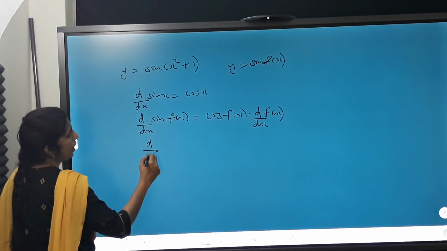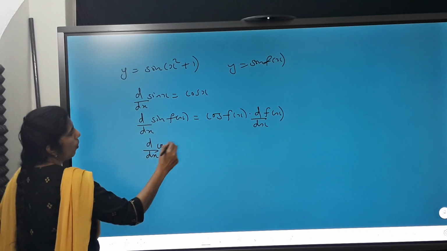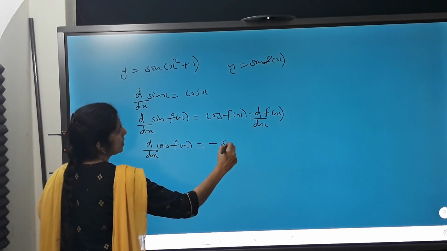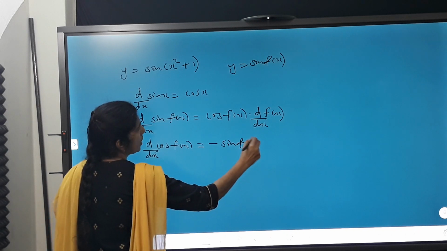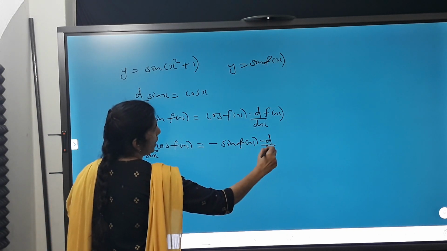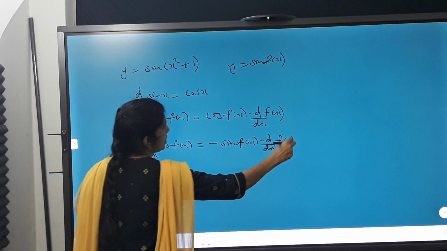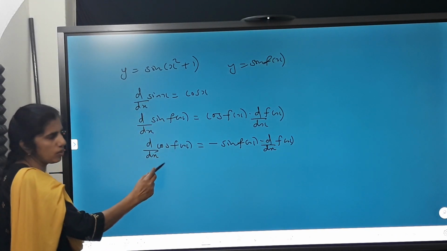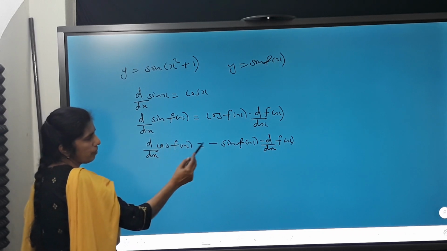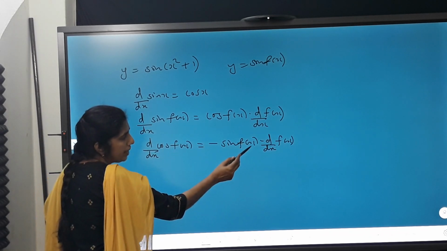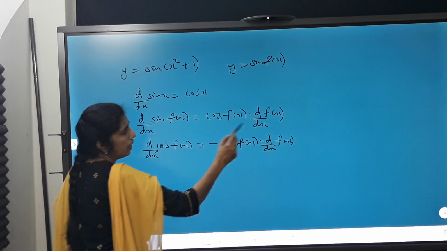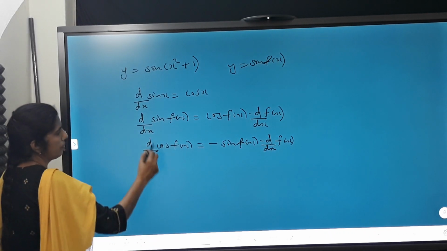Similarly, d by dx of cos f of x will be minus sine f of x into d by dx of f of x. Please remember, d by dx of cos x is minus sine x. So d by dx of cos of f of x becomes minus sine f of x into, and we always multiply it with the derivative of f of x.